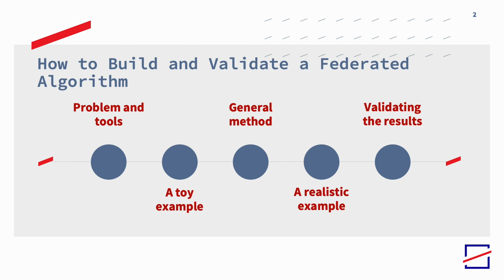In this talk, I will present the process we go through in order to build and validate new federated algorithms. I will start by defining the problem we have and also discuss the tools we have at our disposal. I will show you step by step the basic reasoning on a small toy example. And from there, I'm going to formulate a more general method and apply it to a more realistic example. Then in the end, I will go through the validation process that we follow for each new algorithm.